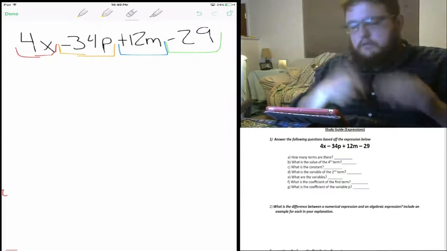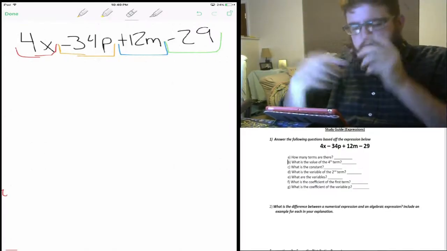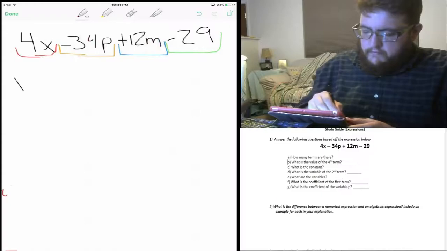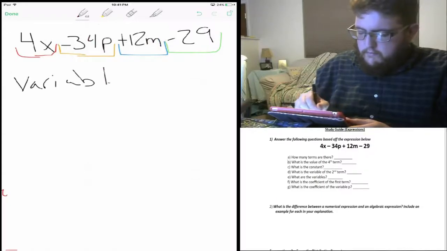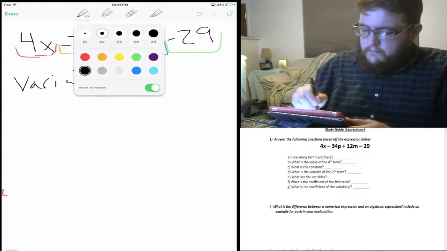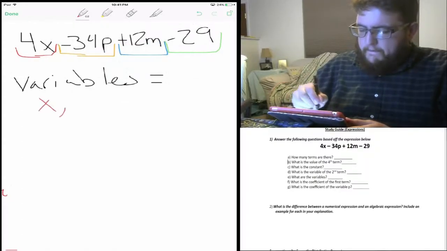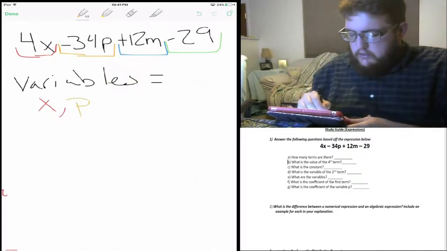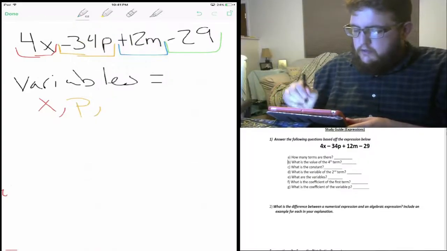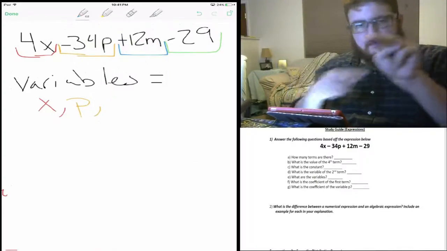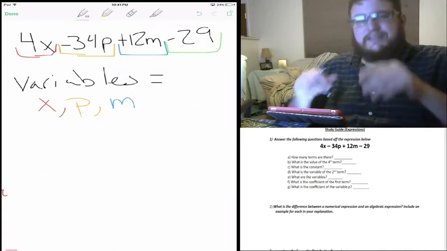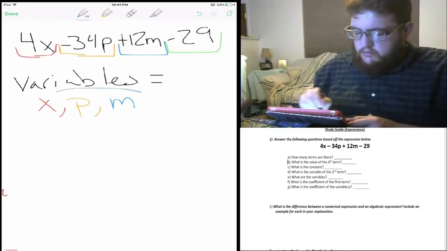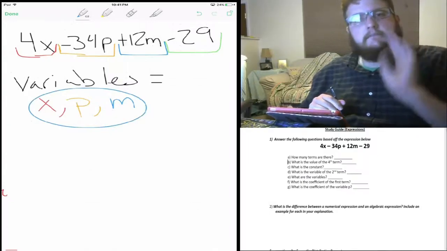But anyway, so the next question, E, asks us what the variables are. And again, those are just the letters, so we can go through and write down all the letters as we go past each term. So our variables are, from left to right, x, because we've got 4x, x is that variable. In our second term, p is the variable. And in our third term, m is the variable. And our fourth term, negative 29, doesn't have an associated variable. So that's all the variables we have, x, p, and m.